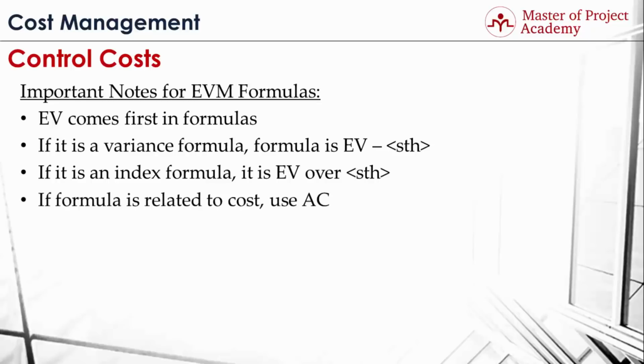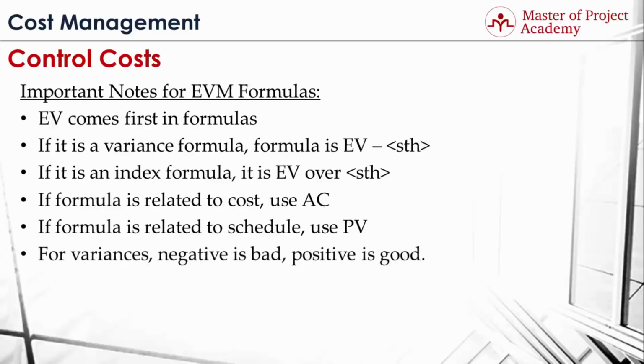If the formula is related to calculating cost forecast, then you should use actual cost. If the formula is related to calculating schedule forecast, then you should use planned value. If you are interpreting a variance formula result, negative variance is an indication of bad performance, and positive variance is an indication of good performance.